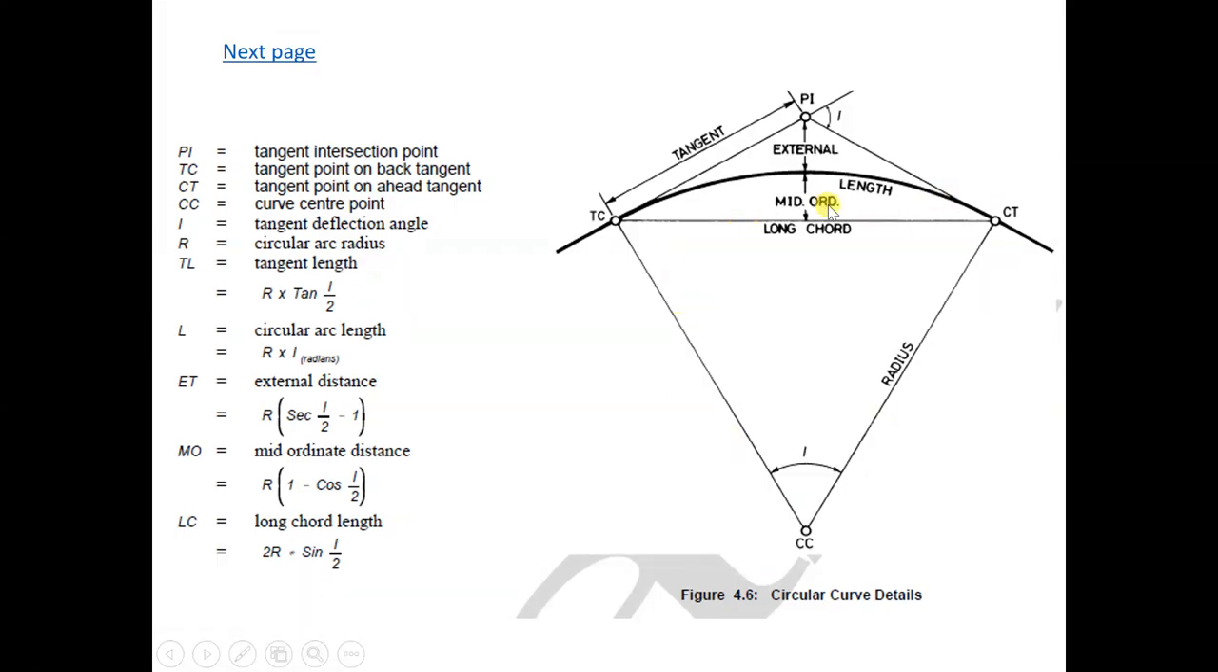So this was for the circular curve. So they got all this formula to find this one. For the circular curve, they just have two points, TC and then CT. TC means that this point is tangent to curve, and then CT is curve to tangent. So this is mostly for the contractor when they want to build a road, they need to get all the points, where all these points are, so they can set the points for construction.